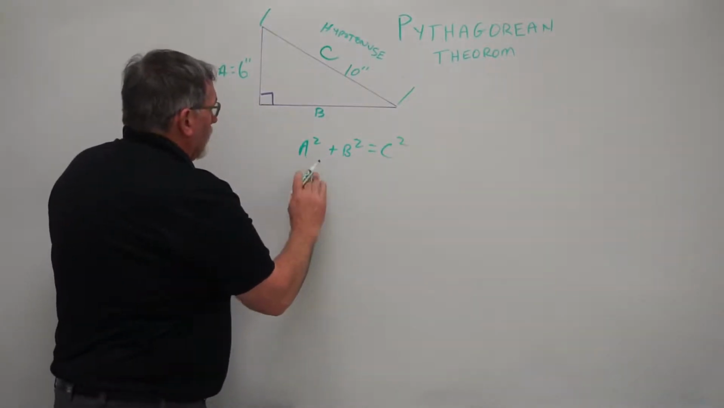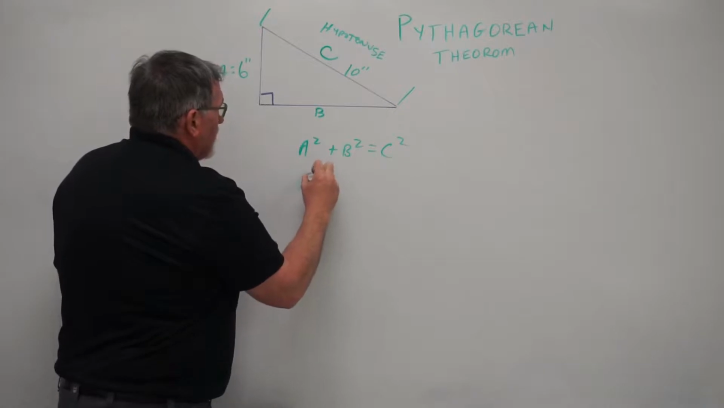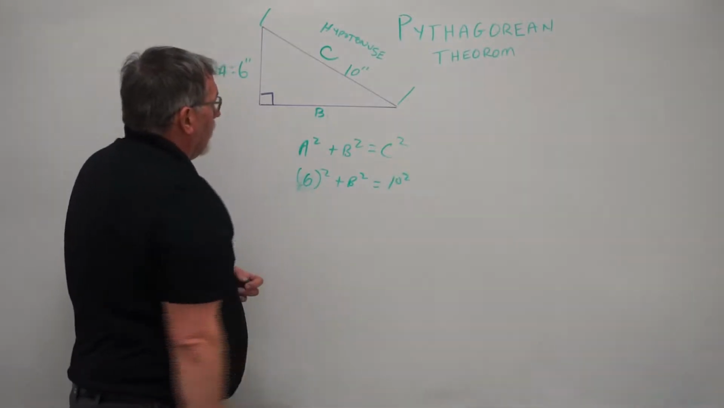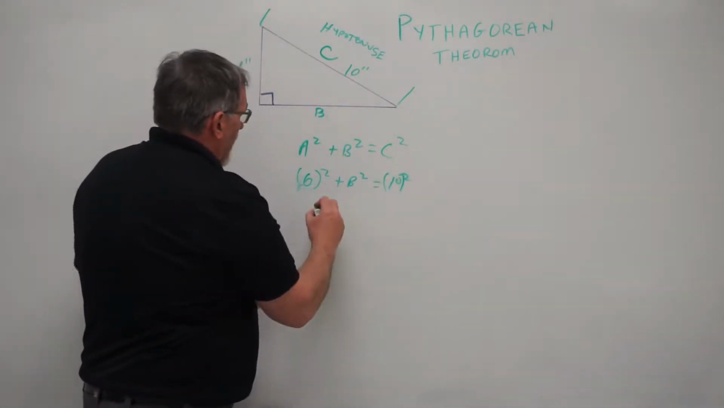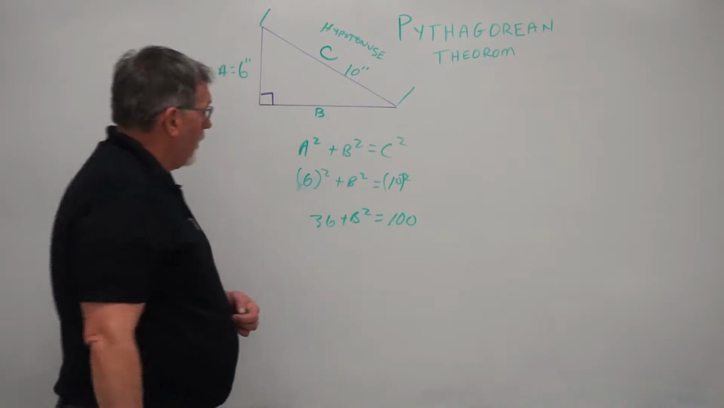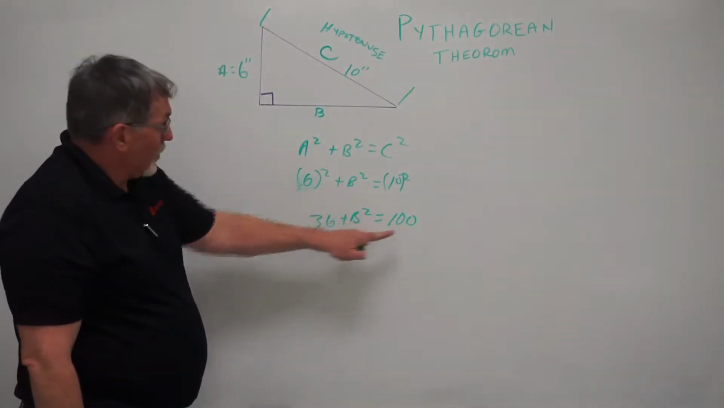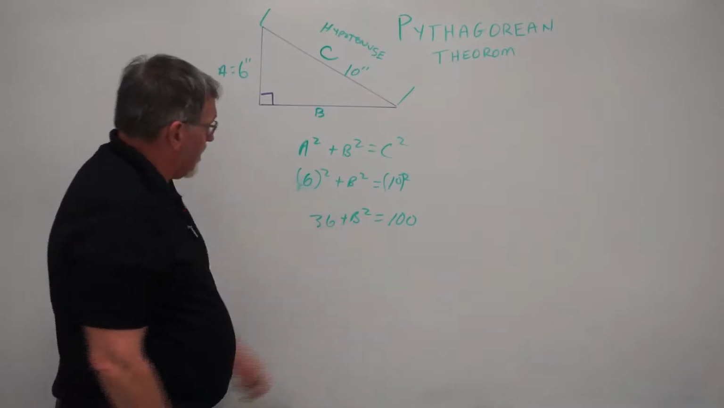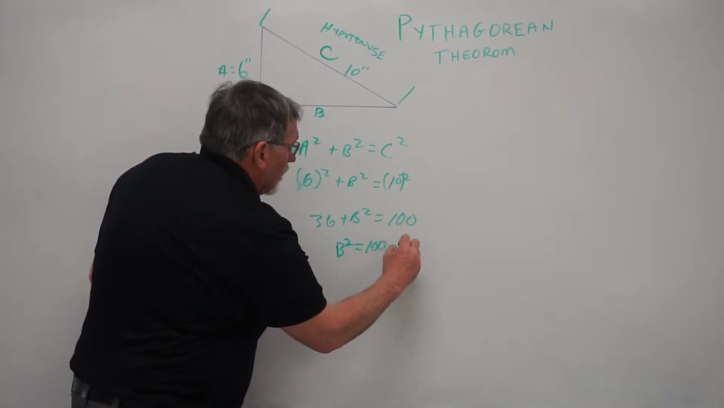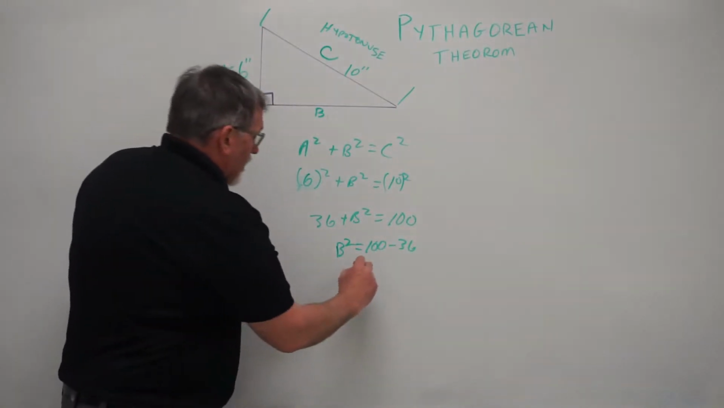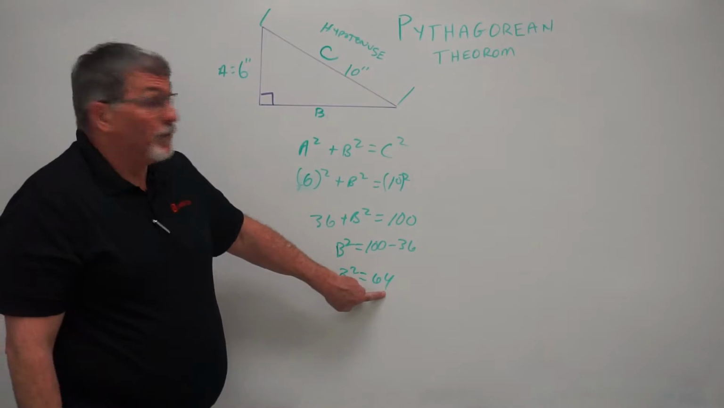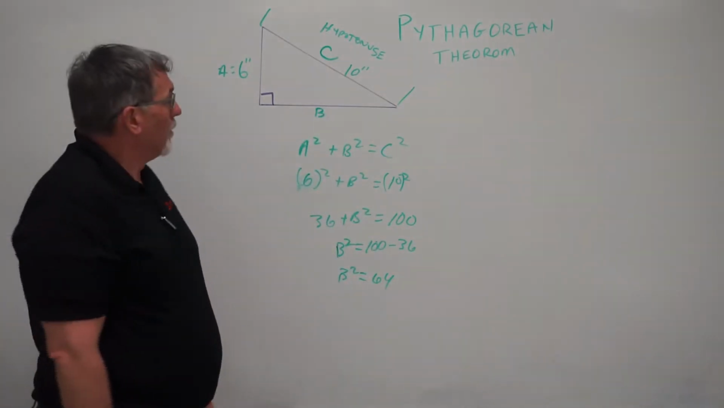Where a equals 6 squared plus b squared equals 10 squared. We can go ahead and do the math on this, and we'll find out that this is 36 plus b squared equals 100. Now, in math, we need to move one of these over. We're going to move over the 36 and put b squared equals 100 minus 36. We do the math there, we find out b squared equals 64, and we can now do the square root of 64, and that'll take us right back to our 8 that we had earlier.